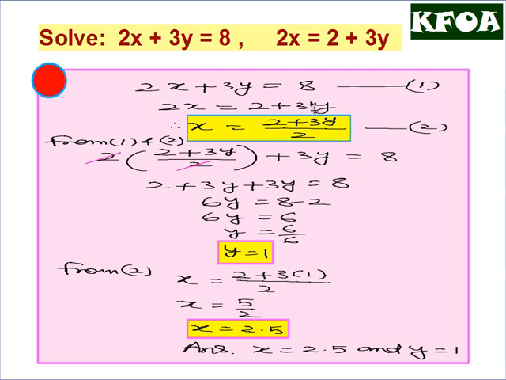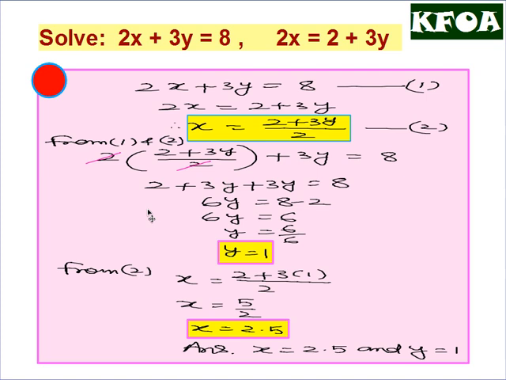2x plus 3y is 8. 2x is equal to 2 minus 3y and x is equal to (2 plus 3y) upon 2. So it is plus. 2x is equal to 8 minus 3y. So x is equal to (2 plus 3y) upon 2.